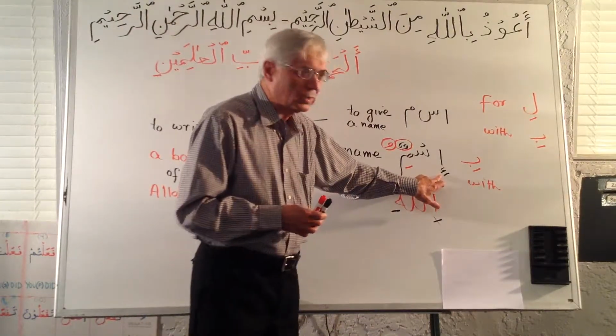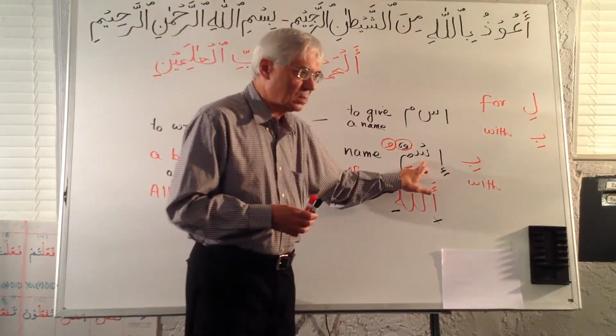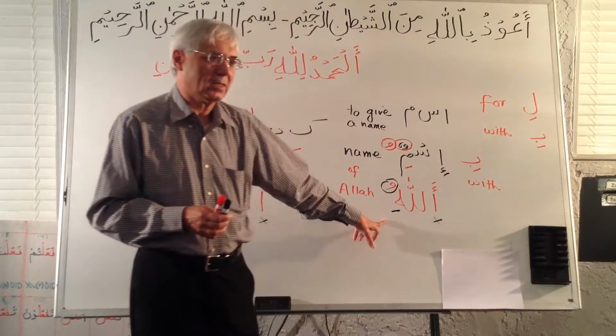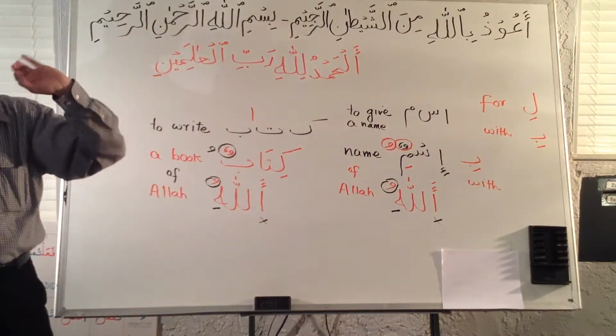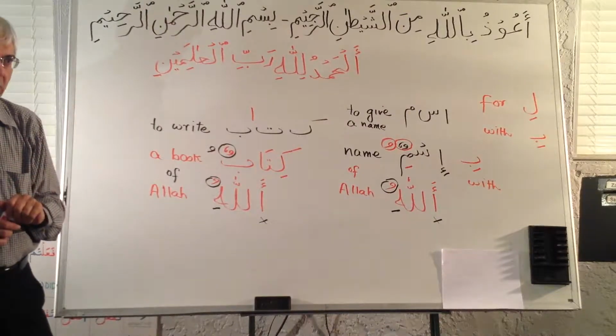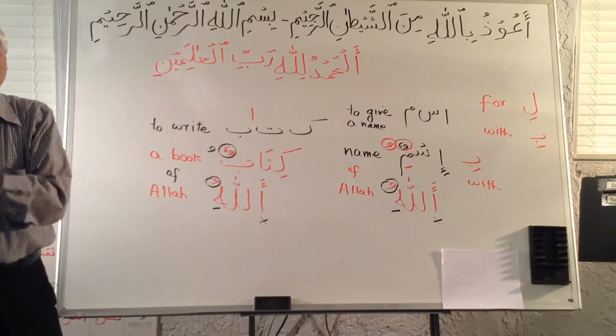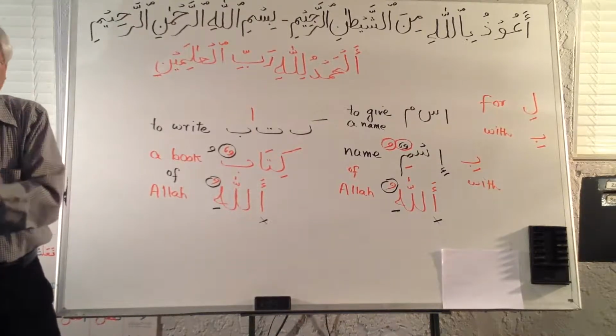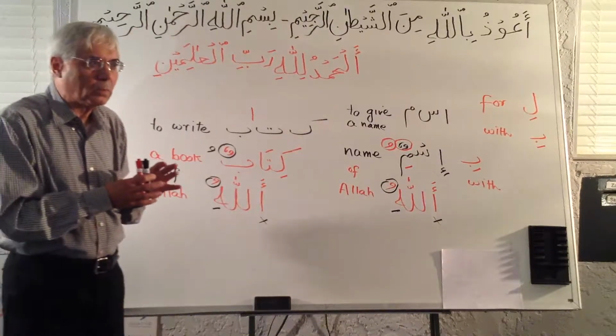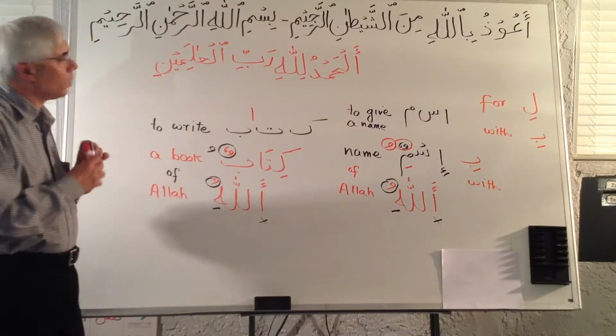You do not pronounce this alif. Bismillahi. That's exactly what we say every time. Bismillahi. Originally there were different words: one word was bi, one was Ismun, one was Allahu.